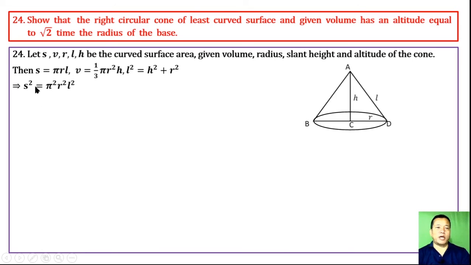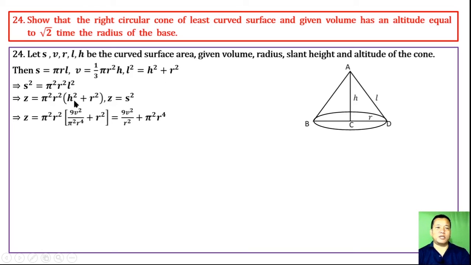Now squaring on both sides, we get S square equal to pi square r square l square, and S square is equal to Z, and l square is equal to h square plus r square. h is equal to 3V by pi r square, whose square is 9V square by pi square r power 4. Now Z is a function of r only, V is a given volume constant. Now dZ by dr, differentiating this with respect to r, we get this. Again the derivative with respect to r is this.